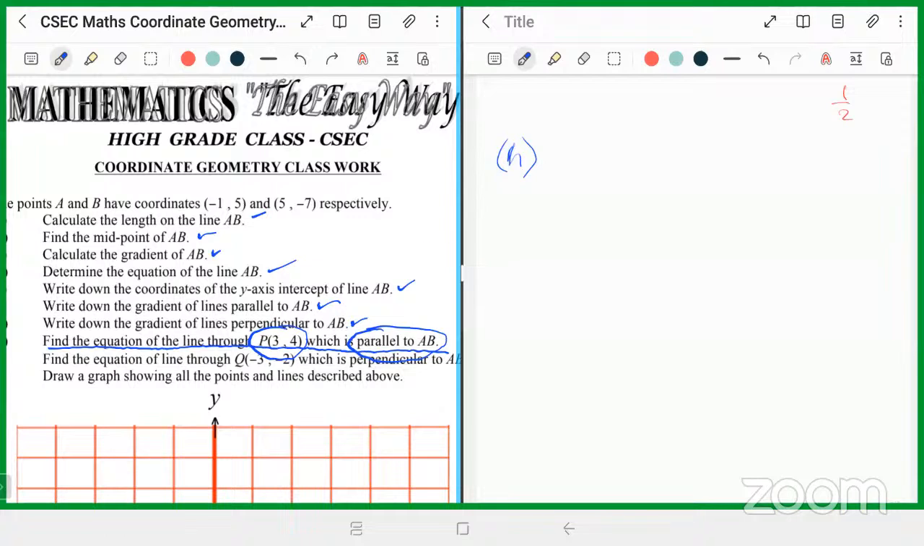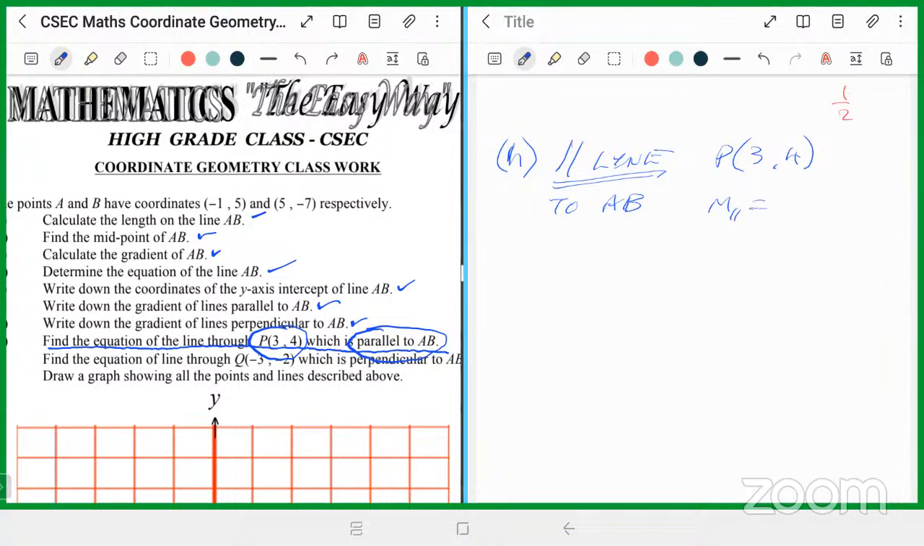So this parallel line that we want, it passes through the point P, 3, 4. So we have one of the two things that we need already. It is parallel to AB, and so it has the parallel gradient of AB. So the gradient of that line that we want is a parallel gradient, which was -2. And that's all we need. We need a gradient and a point to get the equation. We have both of them.